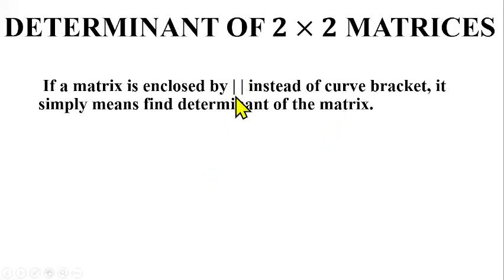So if I use these 2 straight lines instead of curved brackets to enclose the elements of a matrix, it means that the 2 straight lines represent determinants. It means you have to find the determinant of the matrix. You can see as an example now, I have this matrix. Now instead of using curved brackets, I use these 2 straight lines. It simply means find the determinant of this 2 by 2 matrix.